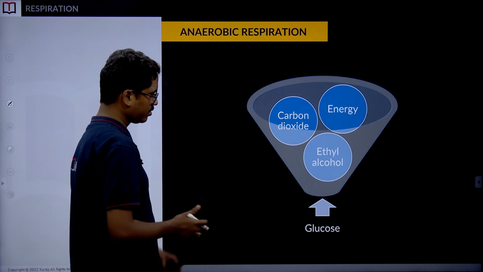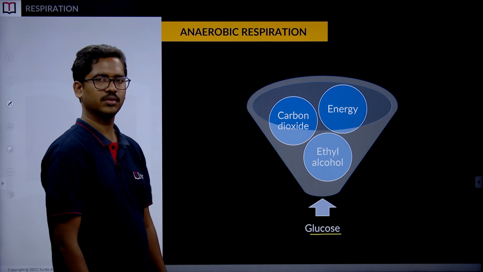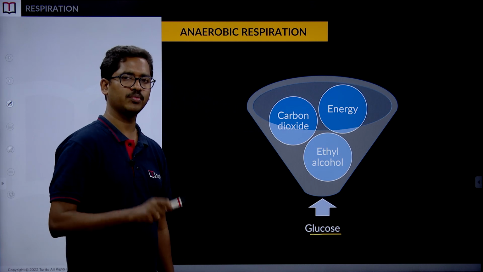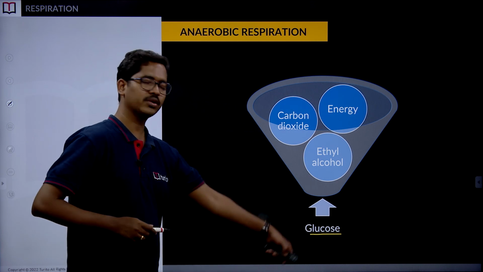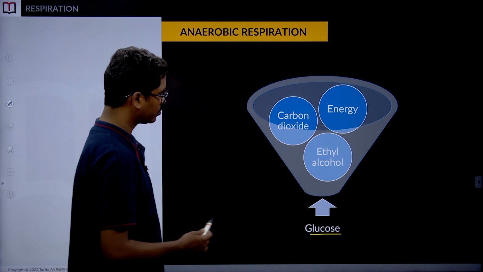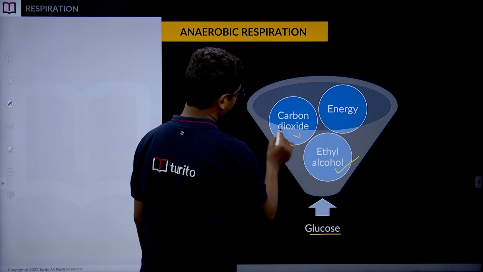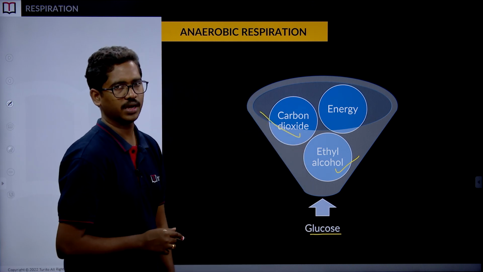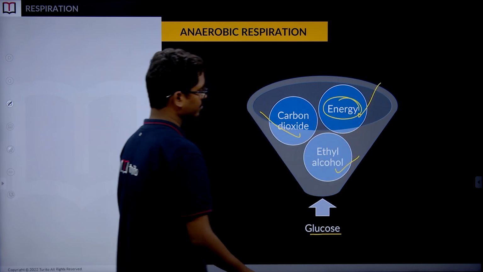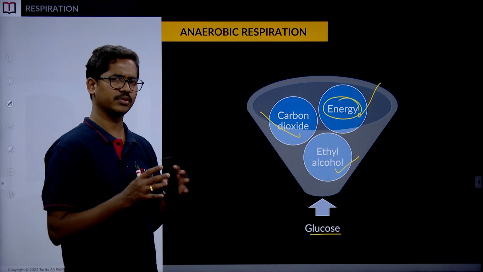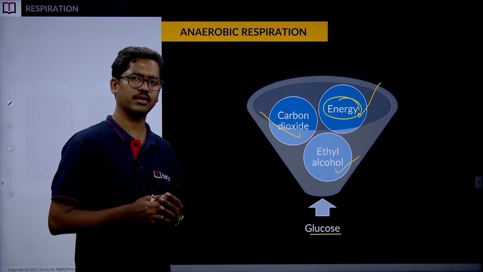So, in the anaerobic process, it's quite clear here. Glucose, whether it is aerobic or anaerobic, glucose is a common point here. So, we need glucose here, and that glucose directly converts itself into ethyl alcohol, and it gives out carbon dioxide. At the same time, our prime need, energy, is generated. That's quite simple to understand. So, what happens here is ethyl alcohol is there.